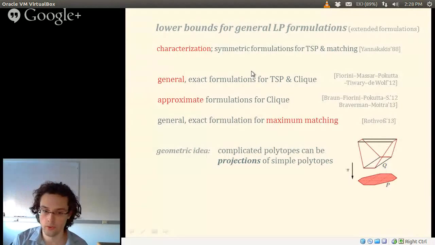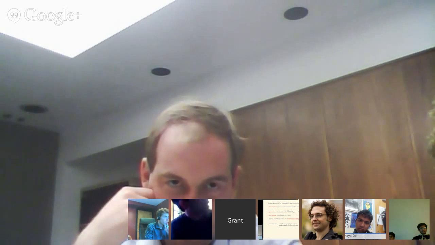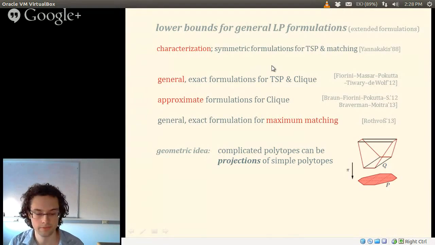And here, there's a very nice geometric idea behind these works. Sorry, the matching result, is that for bipartite graphs, or does that rely on non-bipartiteness? It relies on non-bipartiteness. Okay, thanks. For bipartite graphs, you have a polynomial size LP. Okay, that's what I thought.